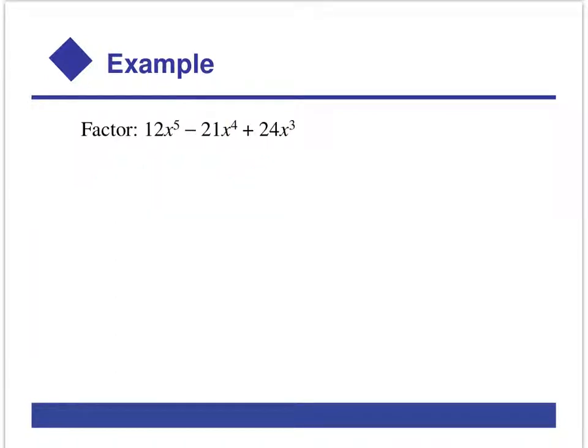Alright, this trinomial, the GCF. We have to look to see what would go into 12, 21, and 24 evenly. And I'm going to say it's a 3. And then for the variable, we use the lowest, the smallest exponent. So if we say 3x cubed, that leaves us 4x squared minus 7x plus 8. Do y'all agree? So 3x cubed times (4x squared minus 7x plus 8).